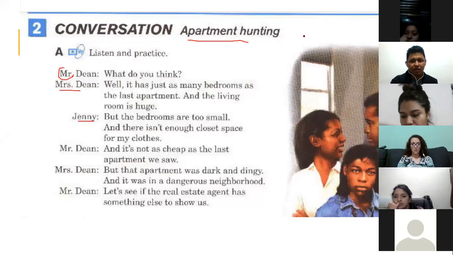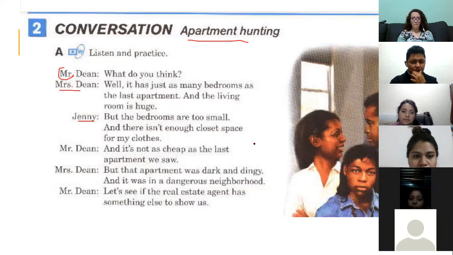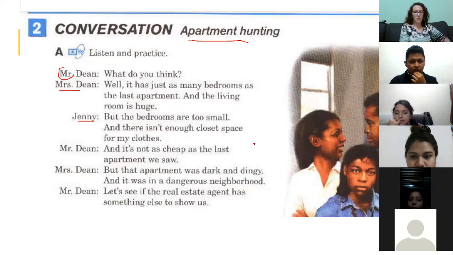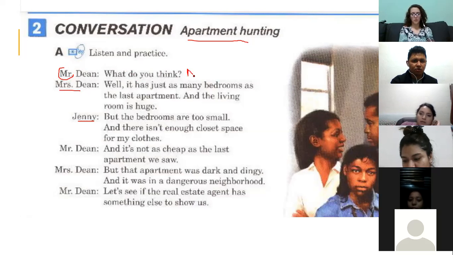So right now, I'm going to choose three persons here. Zulma, you're going to be Mrs. Dean. Jose, you're going to be Mr. Dean. Tanya, help us, please, you're going to be the daughter, Jenny. Jose, can you hear me? I don't think he's able to hear us. So Nati, help us, please. You're going to be Mr. Dean. Zulma, you're going to be Mrs. Dean. And Tanya, you're going to be Jenny. Okay, so go ahead, please.